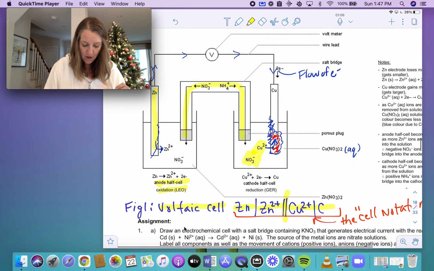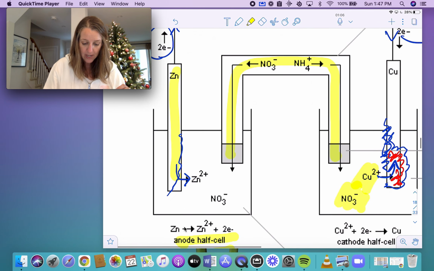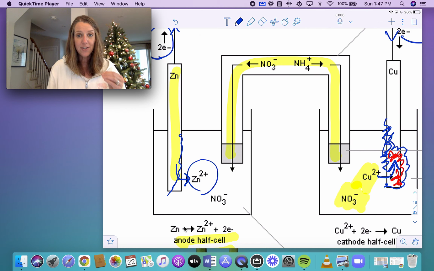So if on the anode side, you can see that you have a buildup of a positive charge, does it not make sense that the negative ions will flow this way? No reaction is taking place, just balancing out that charge so that you can keep the flow of electrons going.